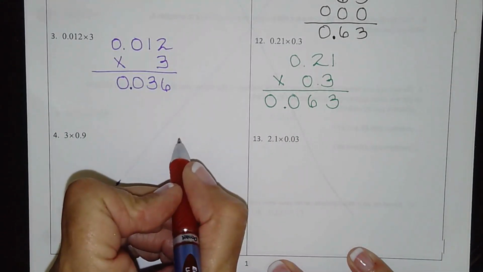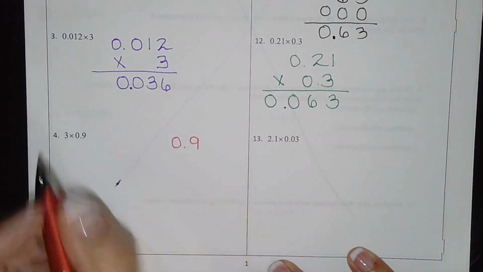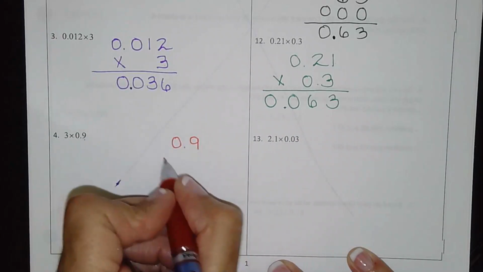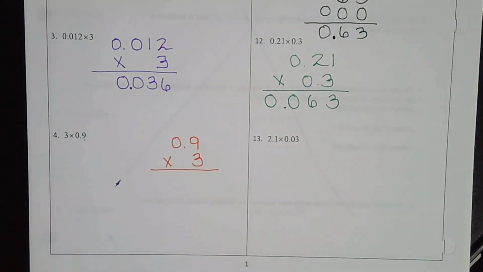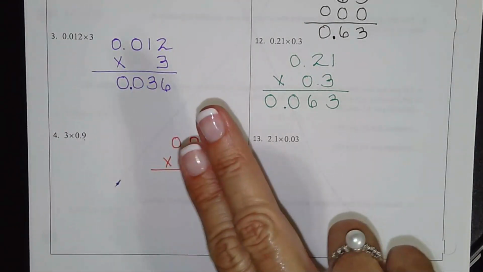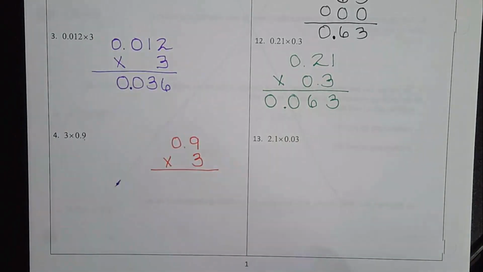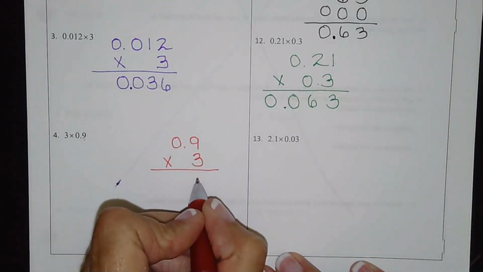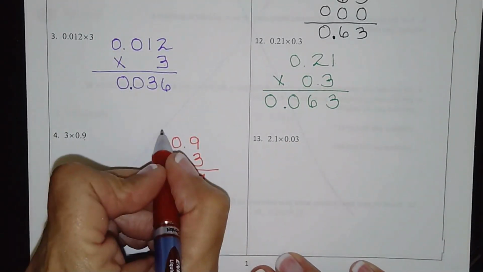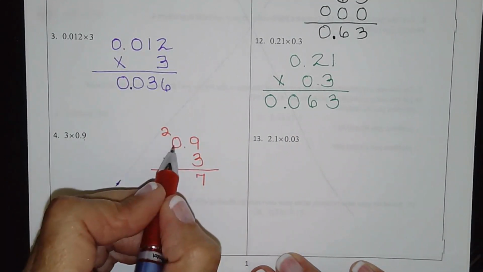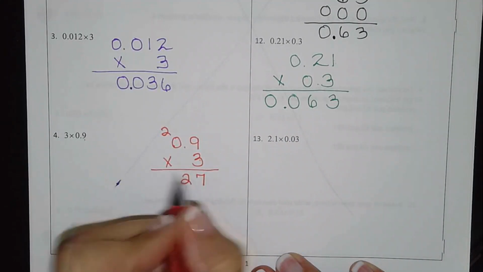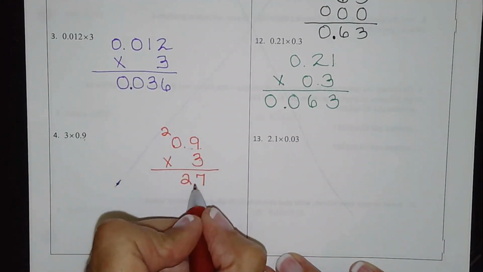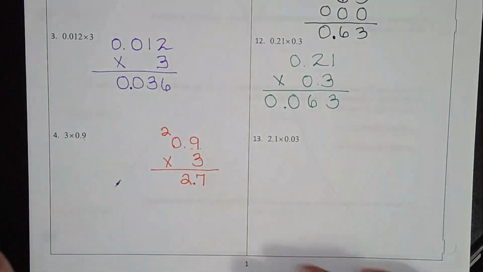Okay, 0.9 is longer, so I'm going to put it at the top, times 3. I don't know, for some reason it just seems more normal when the larger one's at the top. So since multiplication's commutative, I can switch the order at any time. 9 times 3 is 27. Carry our 2. 3 times 0 is 0. Plus 2 is 2. And this problem only has one decimal place, so my answer is 2.7.